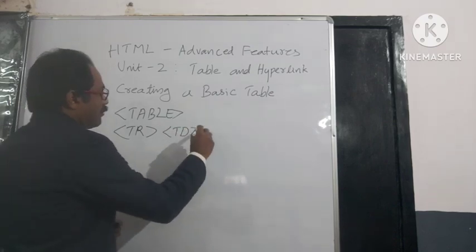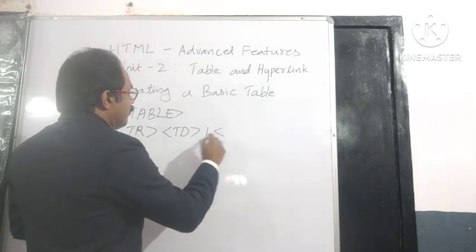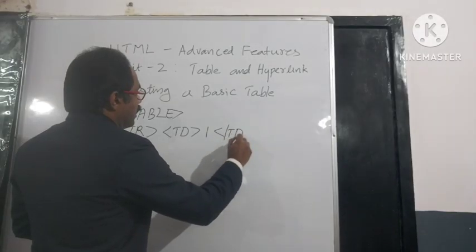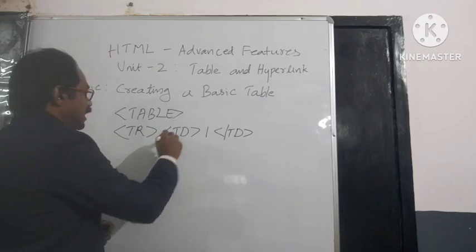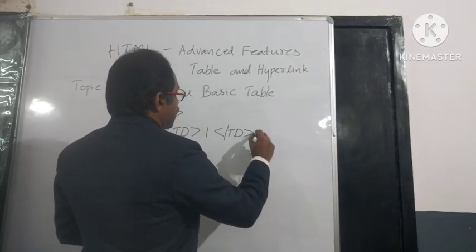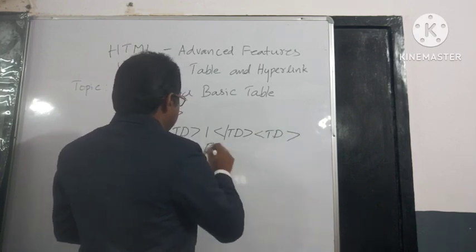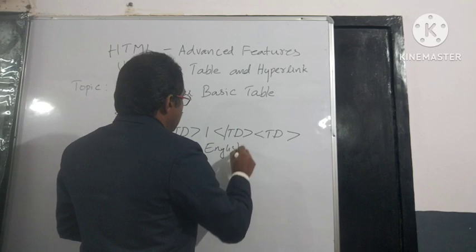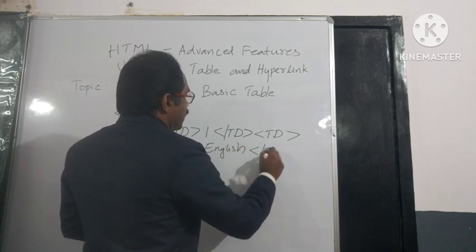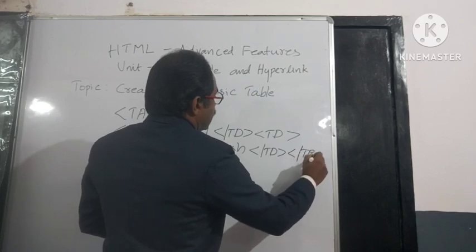Then suppose you want to write 1 here, serial number 1. Then you have to give 1, then close the td tag. Then after that, for the second cell, suppose you want to write the subject name. Then you have to write td again, and here you write, suppose, English. Then after that we have to close the td tag. And finally we will close the particular row with the tr.